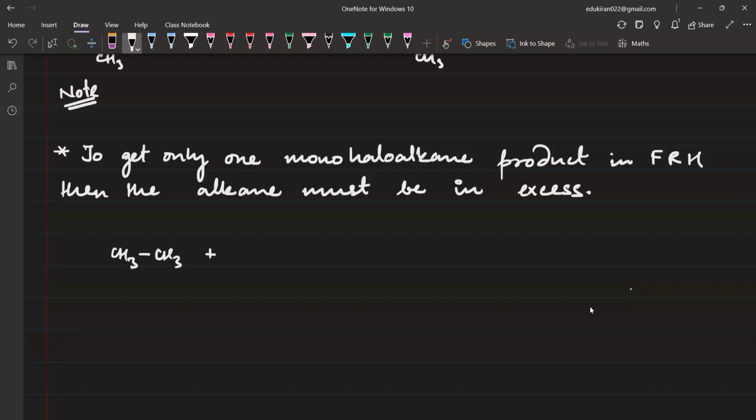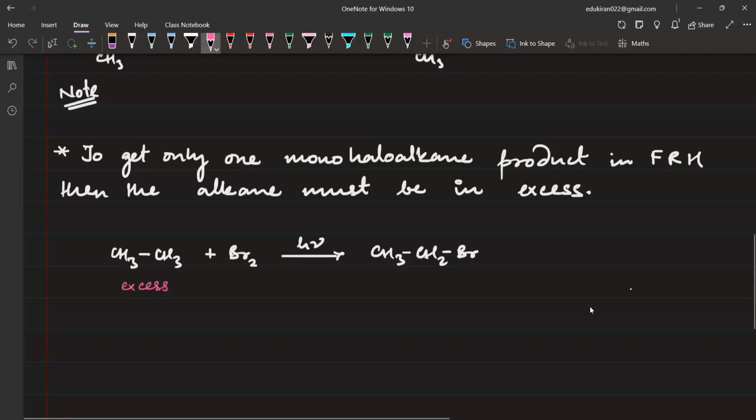For example, if I have CH3CH3 plus Br2, in the presence of H nu, and we want only one product, that product is CH3CH2Br, then what should we do? We should take the alkane in excess. Why should we take the alkane in excess and not the Br2? That is because if CH3CH3, the ethane, is in excess, then what will happen?